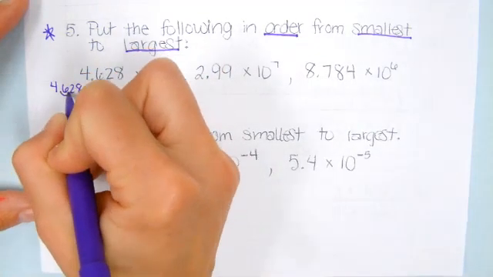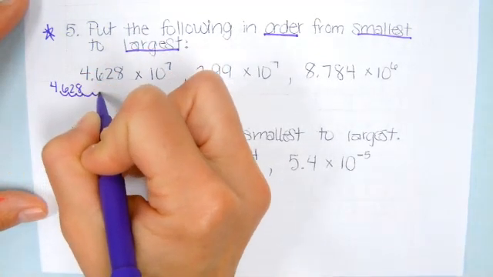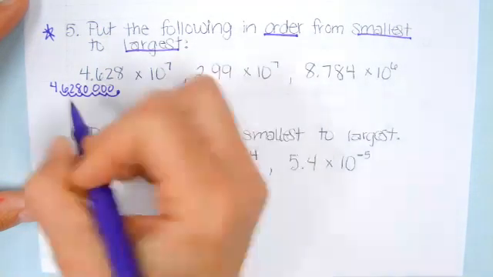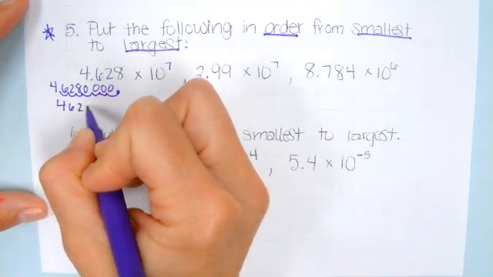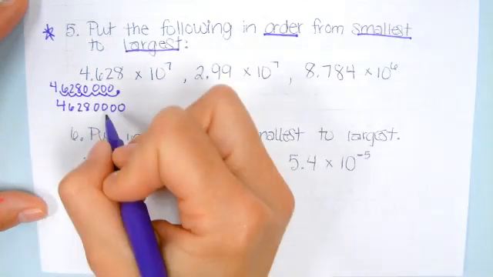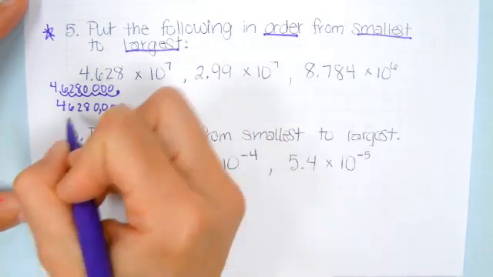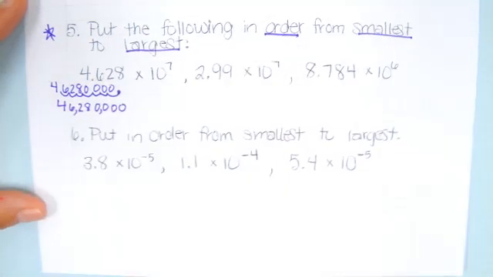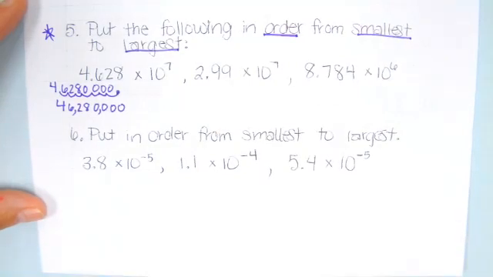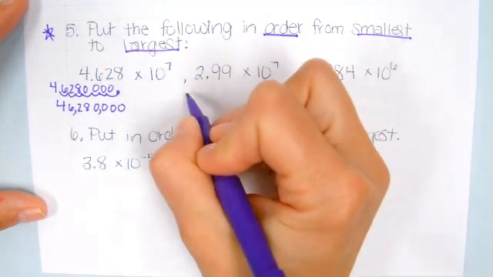All right, so 1, 2, 3, 4, 5, 6, 7. So there should be 4 zeros. 4, 6, 2, 8, 0, 0, 0, 0. This will help you if you put your commas back in because we're going to figure out which one's the smallest. How many spaces do I move the decimal for the 2.99? 7 also. Ready? Let's go.